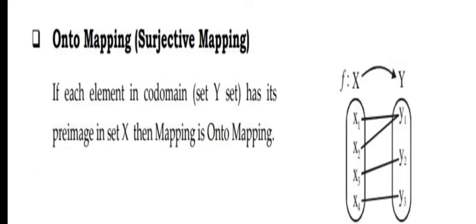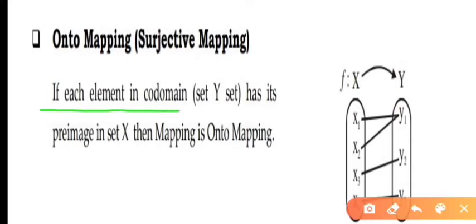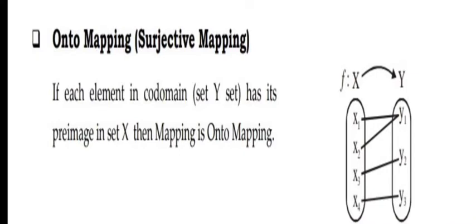Next, onto mapping, or you can say surjective mapping. Let's see the definition. If each element in the codomain, that is set Y, has its pre-image in X, then the mapping is onto mapping.